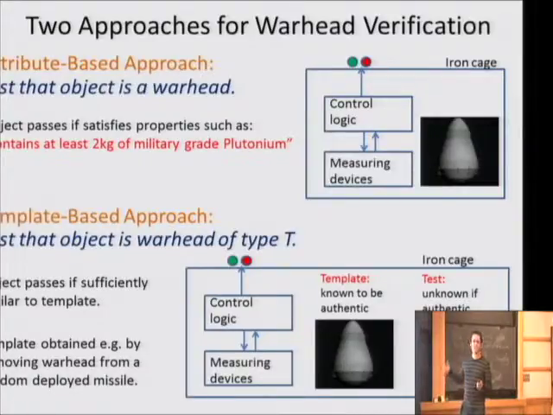So the idea of the template-based approach is that you have the template, you know it's authentic, and the test will be that you compare the object to the template. And this actually has advantages in the sense that you can't keep to yourself some of the mass, and you can also verify that they not only destroyed a nuclear warhead, but actually destroyed the nuclear warhead of the particular type that they declared they were going to destroy. So this is an approach, regardless of zero knowledge, that has some advantages over the previous one. And this is what we are going to use.